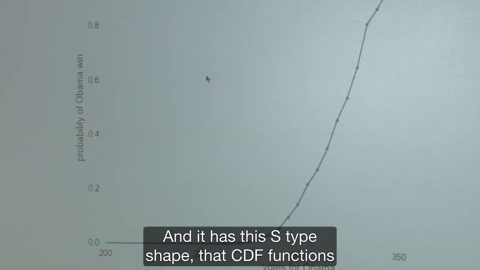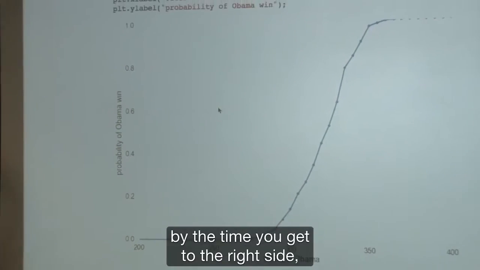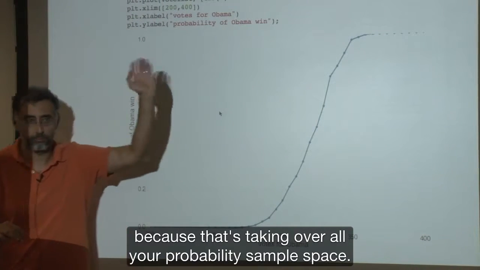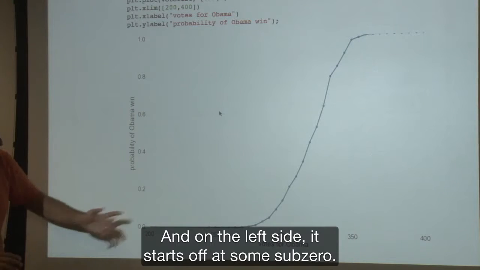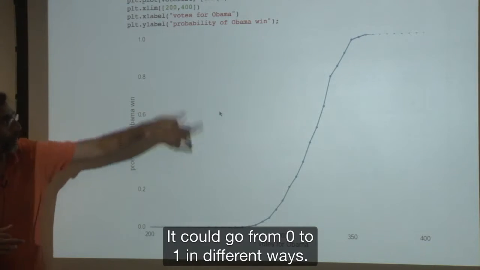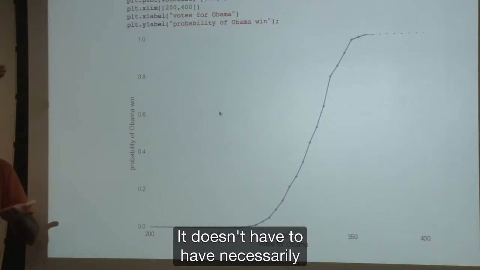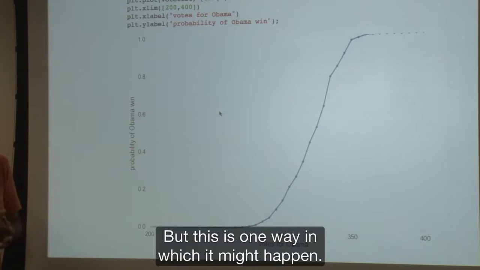OK, and you can plot this. And it has this telltale shape that CDF functions tend to have, because they have to go up to 1 by the time you get to the right side, because that's taken over all your probability sample space. And on the left side, it starts off at some 0. I mean, it can go from 0 to 1 in different ways. It doesn't have to have necessarily this S-shaped curve. But this is one way in which it might happen.